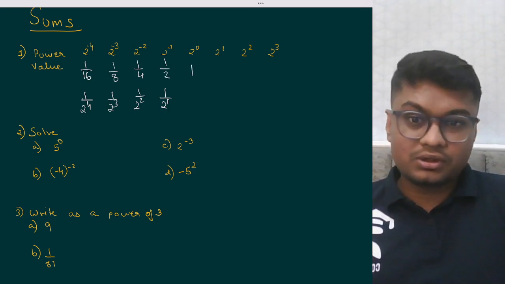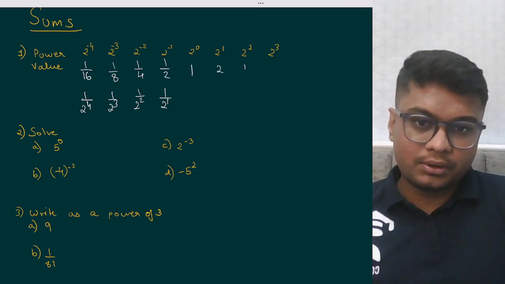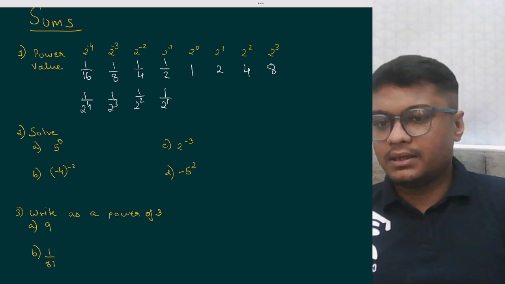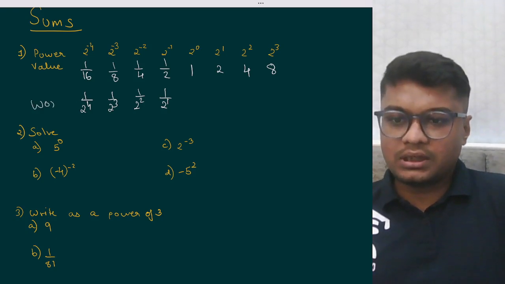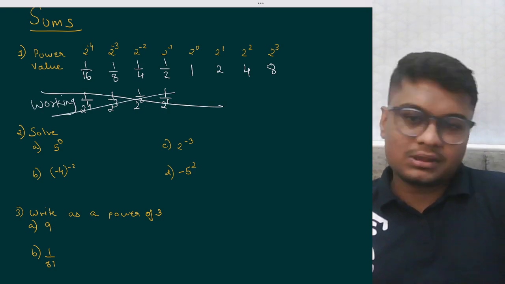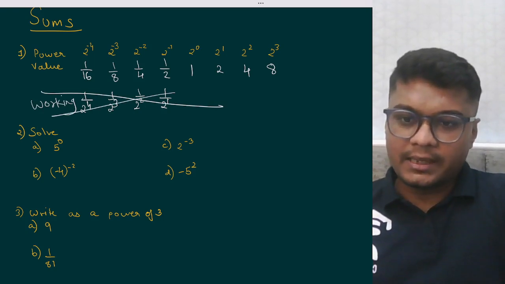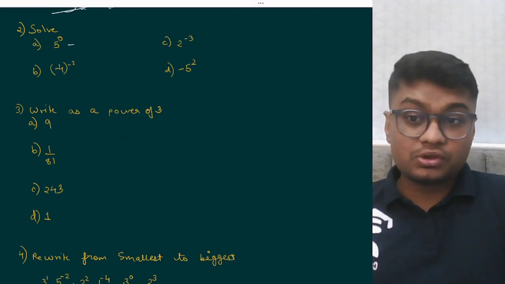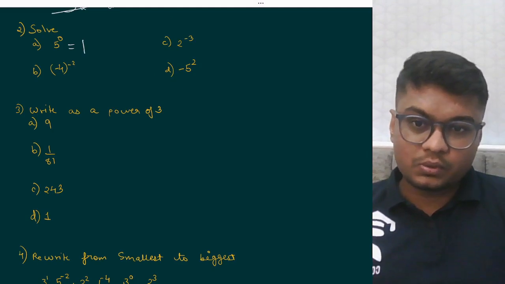Anything raised to 0 is simply 1. This will be 2, this will be 4, and this will be 8, right? This is just working. This is not to be written in your exams. This is just for your help. Next we have 5 raised to 0. I told you anything raised to 0 is 1.